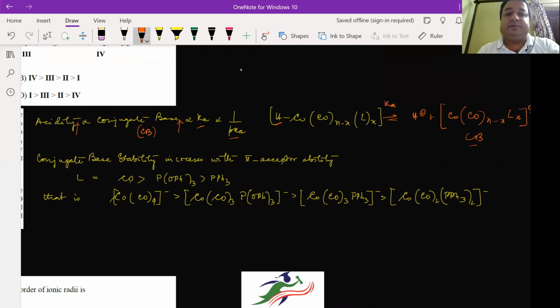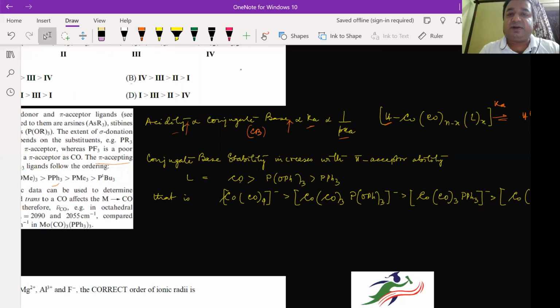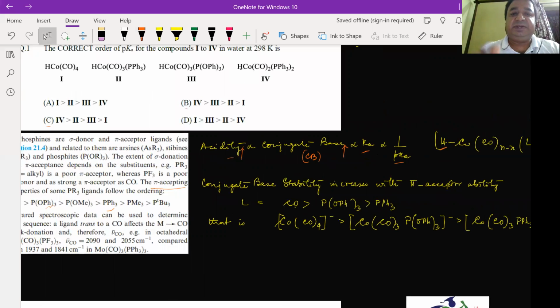Okay. Now, whatever be the stability of the conjugate base will be the order for the acidity. Okay. But as we have seen, it is inversely proportional. So we have to think in the reverse direction. As we can see, here one is having the least value of pKa, which will be followed by the one having the conjugate base Co(CO)3P(OPh)3.